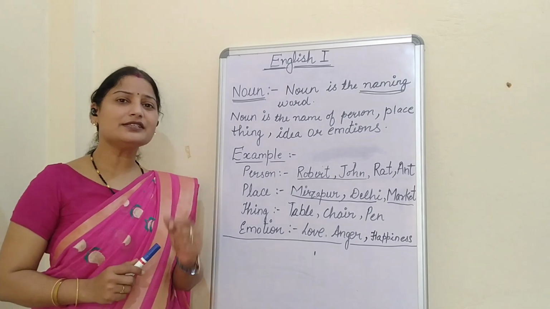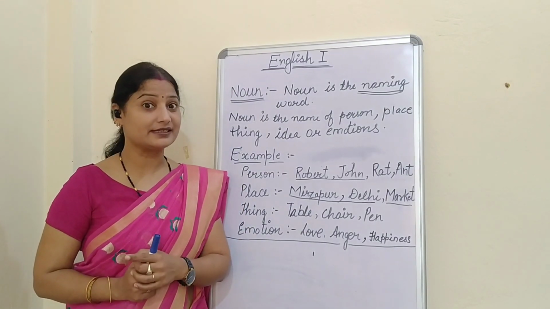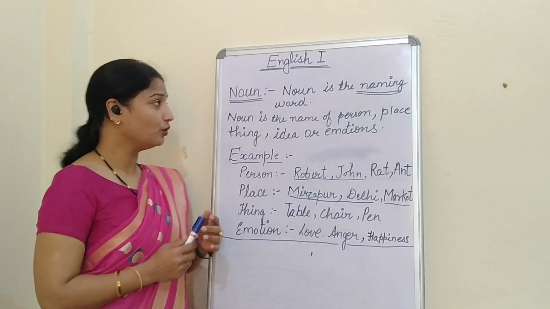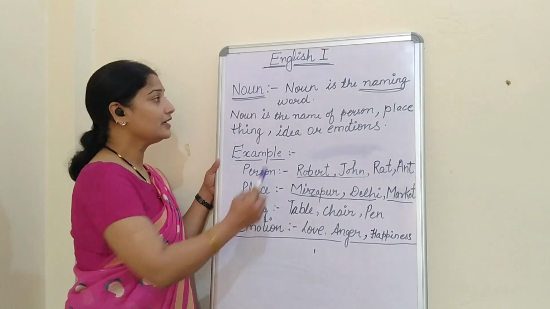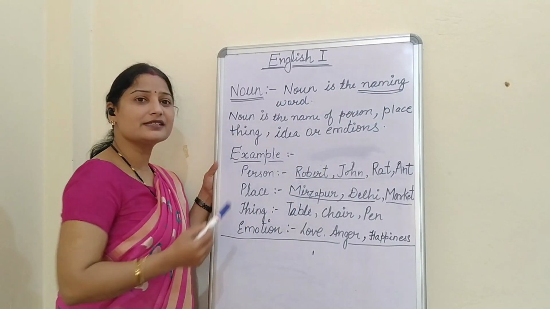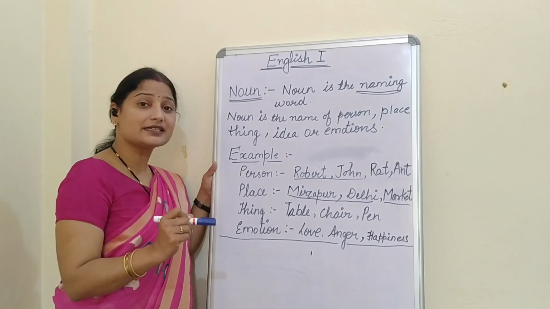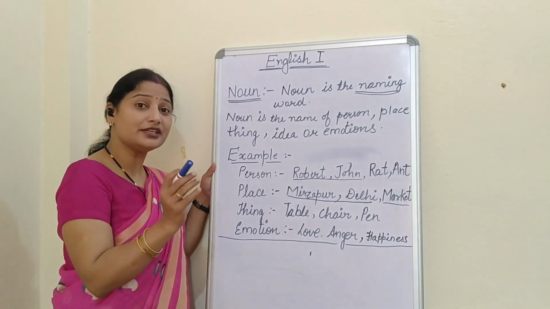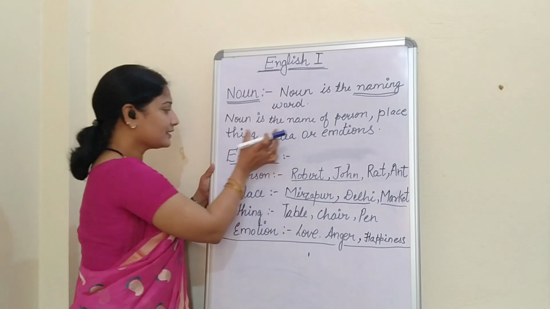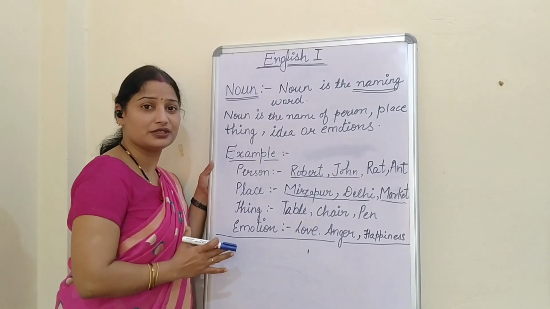Students, there is a word that strikes our mind. Yes, and the word is naming. So, we can say that noun is the naming word. This is the important definition of noun. That is, it denotes names to the person, to the place, to the things, ideas or emotions.